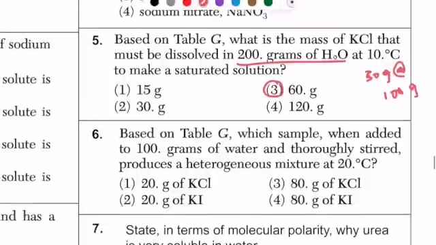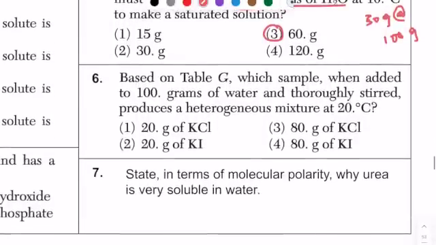Based on table G, which sample when added in 100 grams of water and thoroughly stirred produces a heterogeneous mixture at 20 degrees Celsius? So heterogeneous mixture means we are looking at something that is already saturated. So you're looking for something that is either right on the line of saturation or above the line of saturation. So 20 grams of KCl at 20 degrees Celsius is going to be unsaturated, but 80 grams of KCl at 20 degrees Celsius is going to be saturated because that is way above the line.